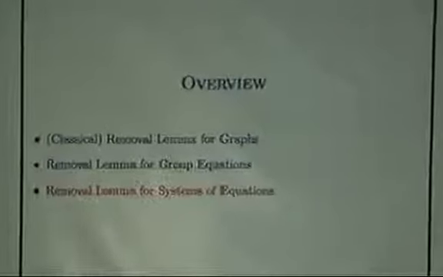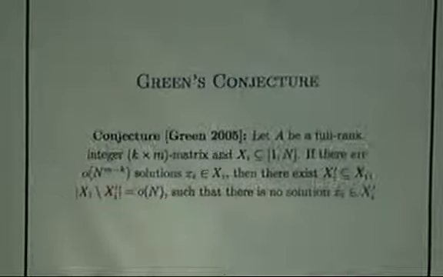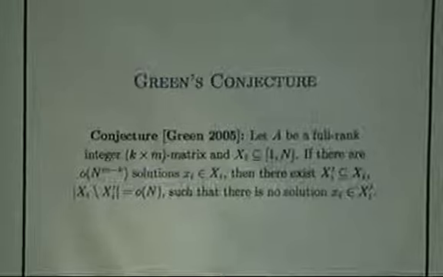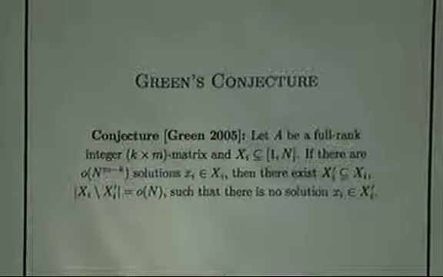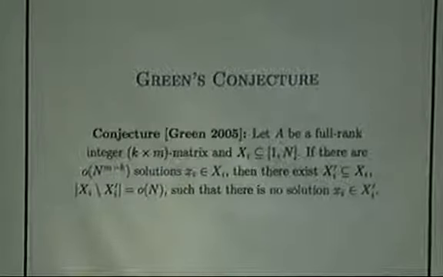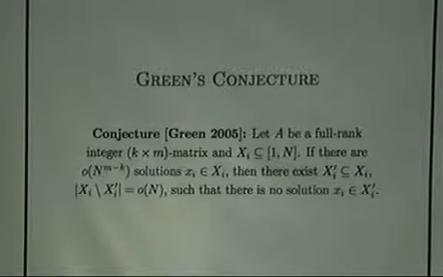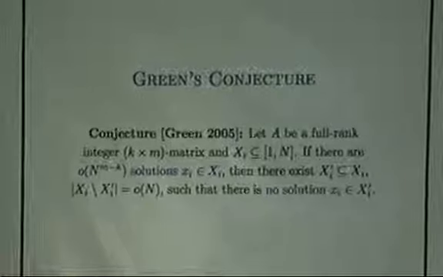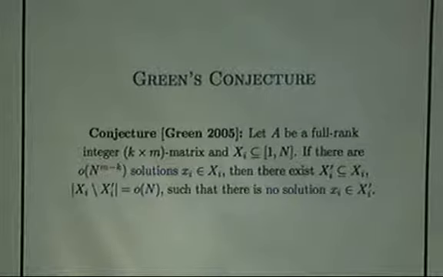In the last part of my talk, I would like to talk about another version of the removal lemma, and this time a removal lemma for systems of equations. Green in his paper conjectured the following. Fix a full rank matrix A whose entries are all integers, and this matrix has k rows and m columns. Think of A as a matrix which is wide, so k is smaller than m.